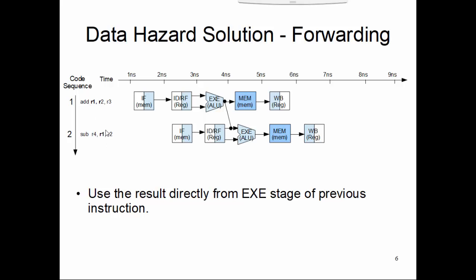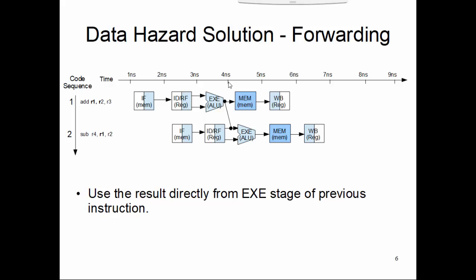So we know that the updated value at the earliest possible time is needed at the beginning of the third cycle of the second instruction, sub. So the updated value of R1 is needed at the start of the third cycle of the second instruction, which is at the beginning of 4 nanoseconds. Now we see when this value gets updated.